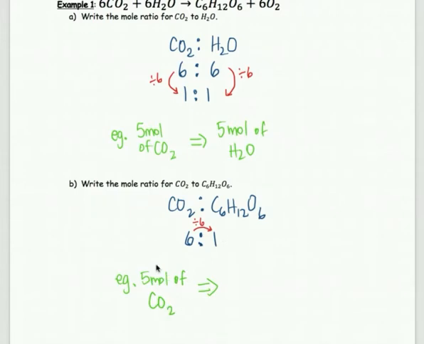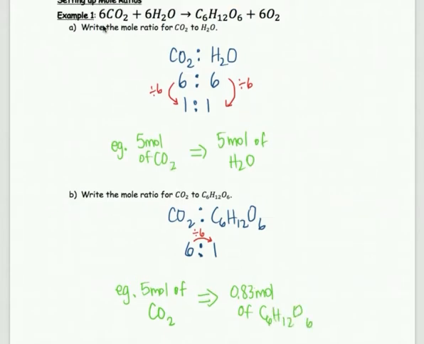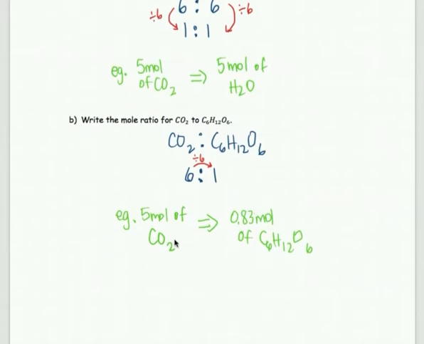So that's what you're doing here. So if you have 5 moles of carbon dioxide, you're going to have 1/6 of glucose. So you're going to take 5 and divide by 6, and you'll get this decimal number. 0.8333, etc. Okay, so of glucose. So again, if you have 6 carbon dioxides, you only get 1 glucose. So if you have 5 moles of carbon dioxide, you will have 0.83 moles of glucose.